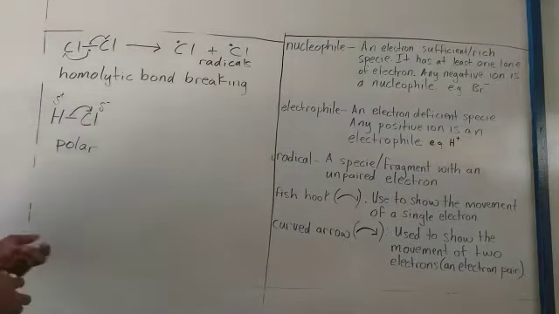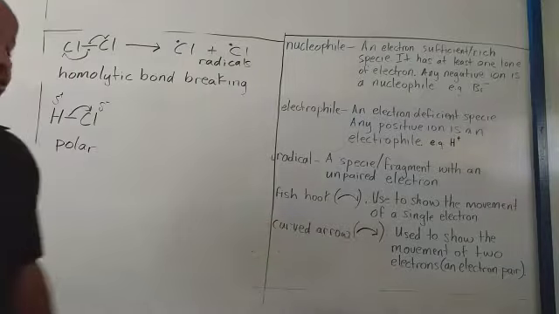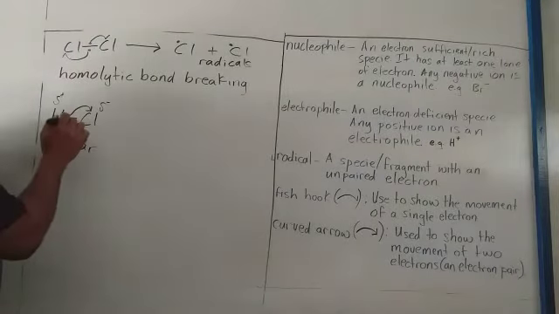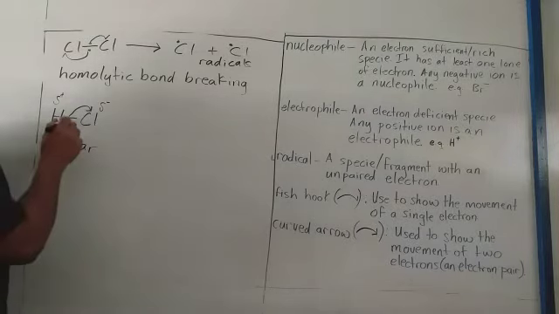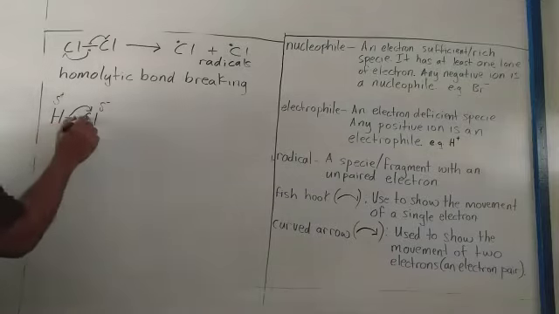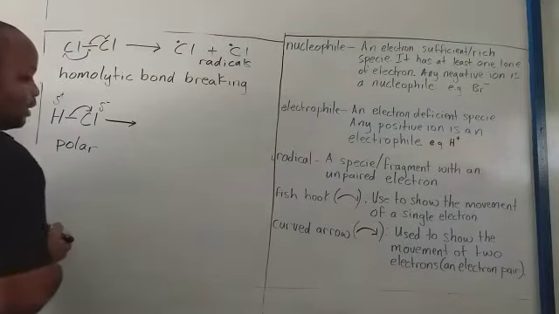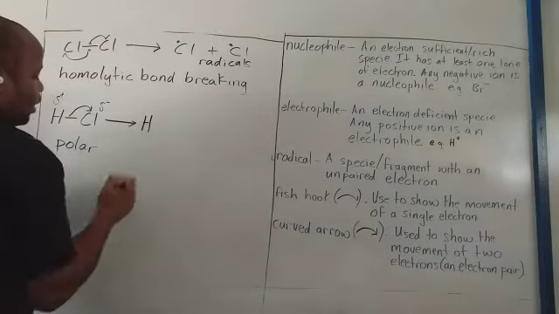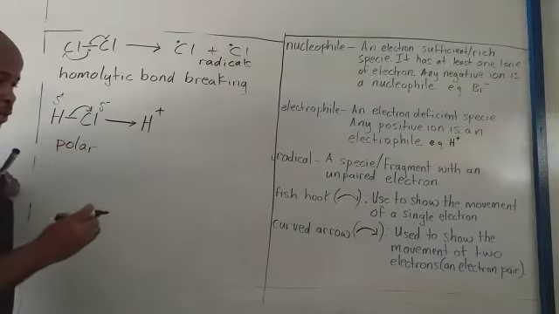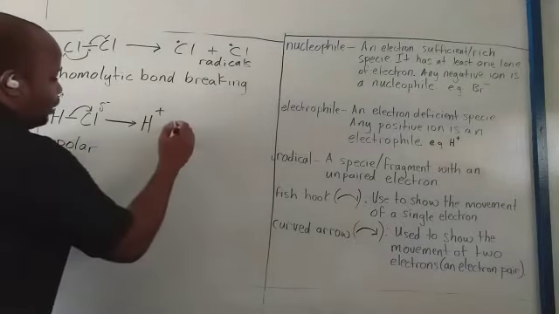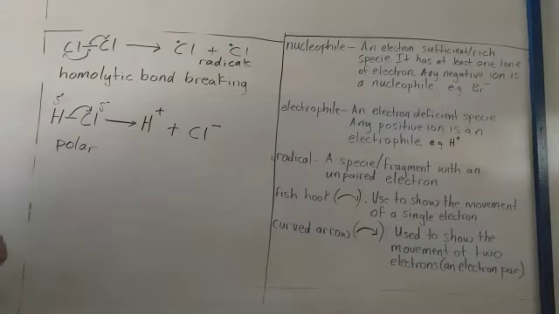Remember we said the curved arrow is used to show the movement of an electron pair. So we are moving both electrons from the bond to chlorine. Every bond has two electrons. So we are moving the two electrons from the bond to chlorine. So what will happen as a result? Hydrogen now will develop a positive charge because it lost the electron that it shared with chlorine. And chlorine will have a negative charge. It gained an extra electron.